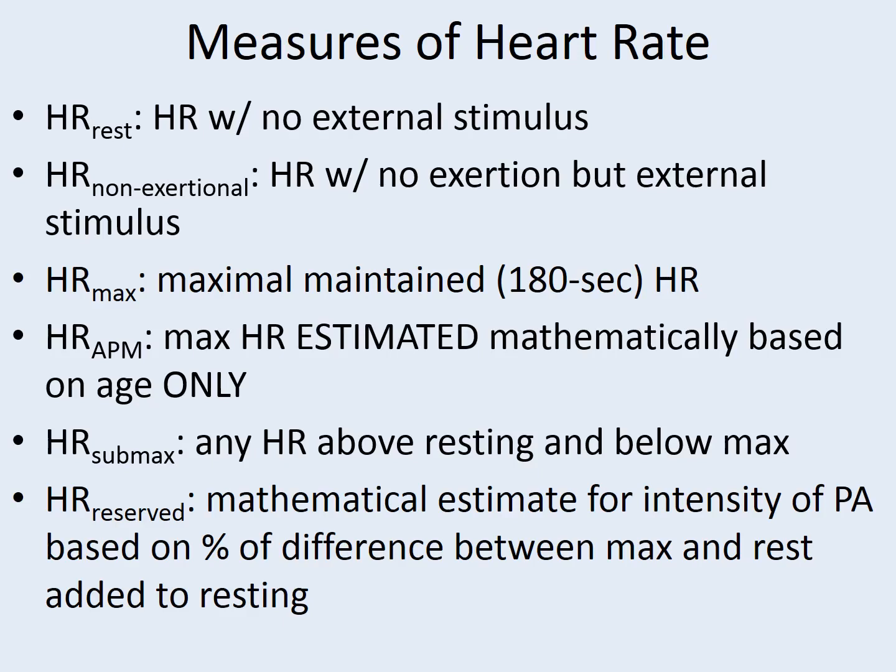We usually have a low end and a high end. So if we were saying we're going to work from 50 to 60% of HRR, then we're going to have a heart rate range of 130 to 140.